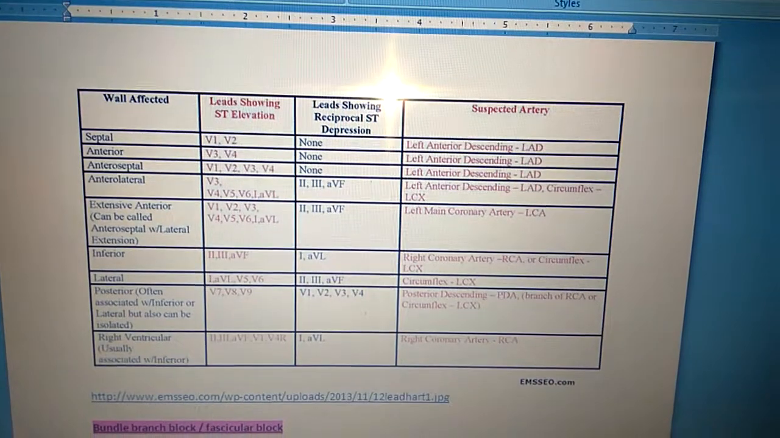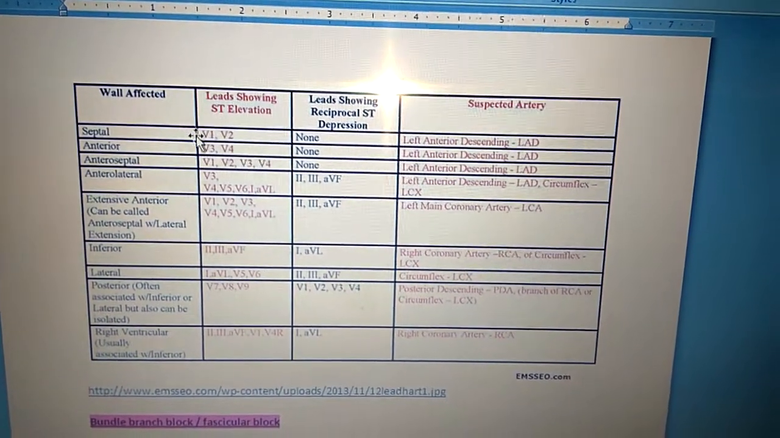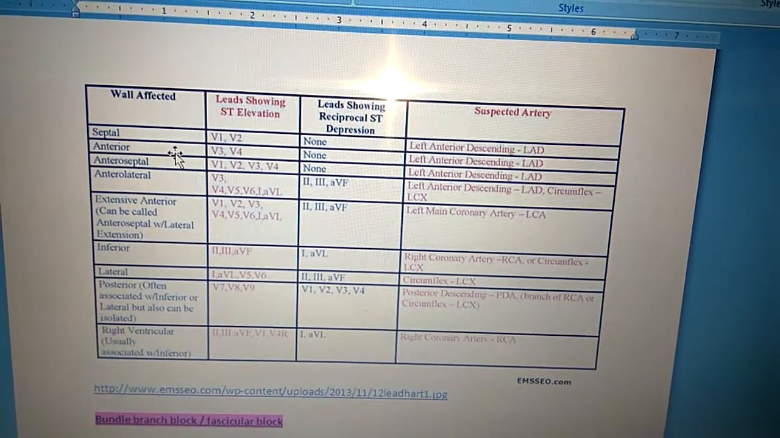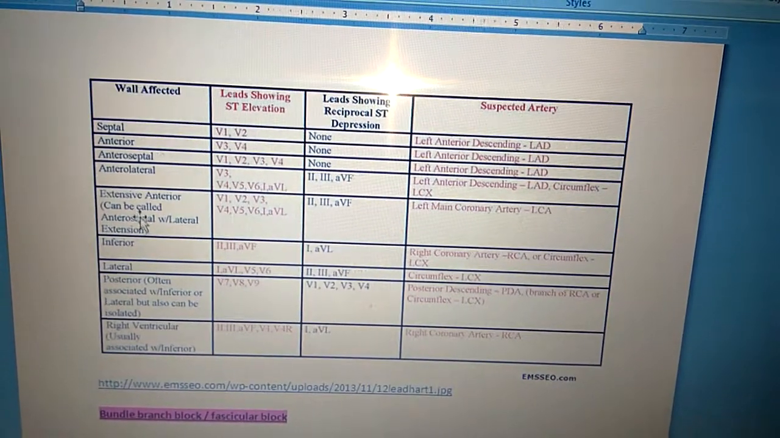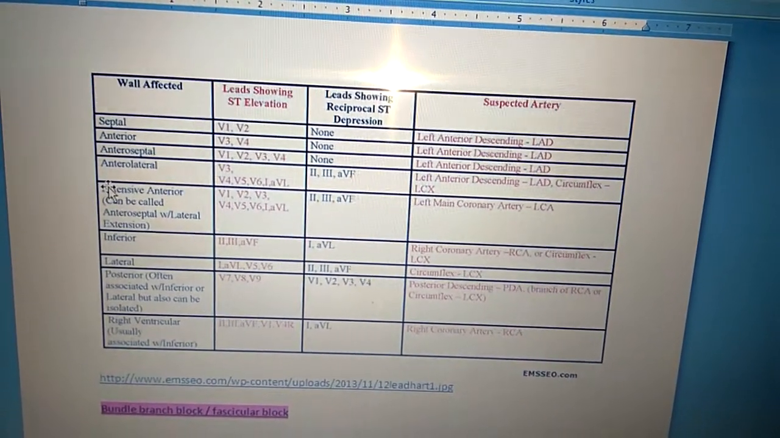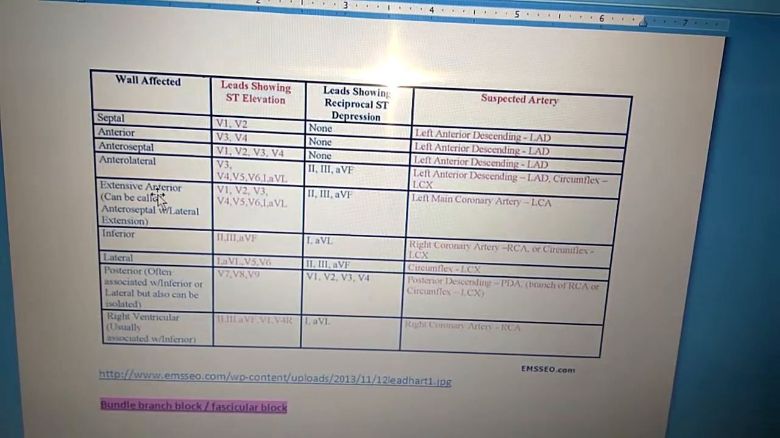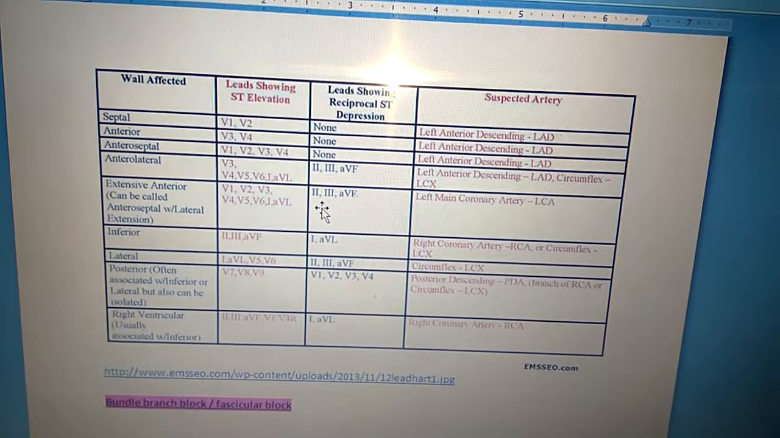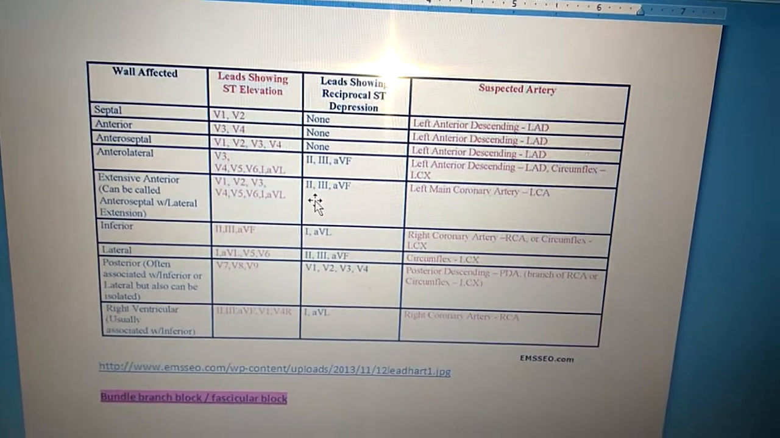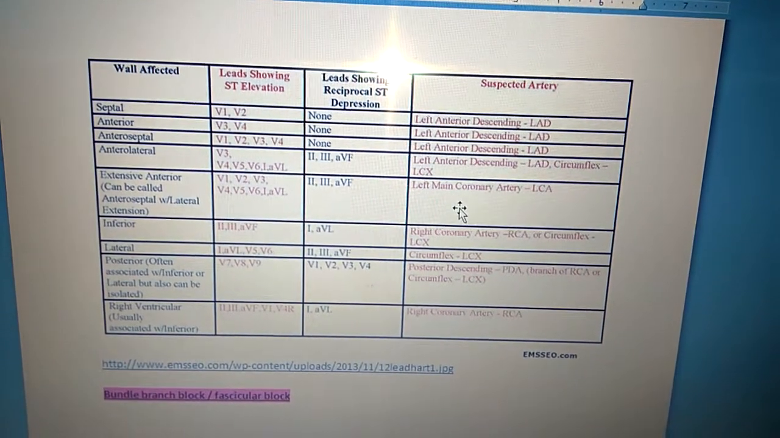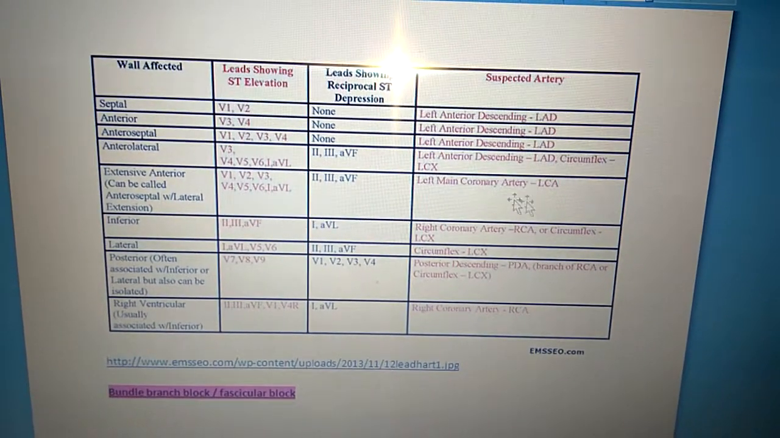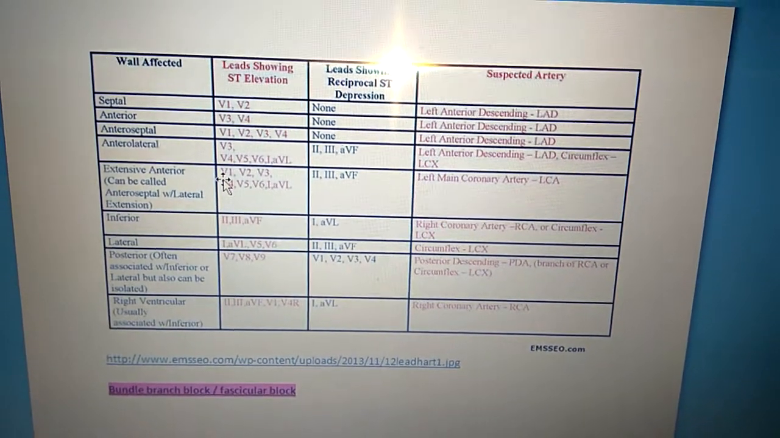If it is STEMI involving the septal and anterior, or extensive anterior, there will be reciprocal changes in the inferior leads, and the suspected artery will be the left coronary artery.